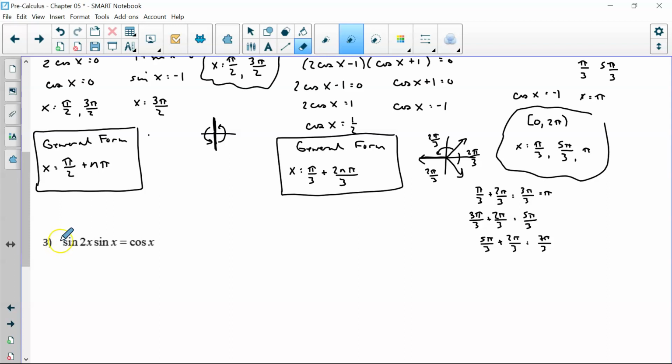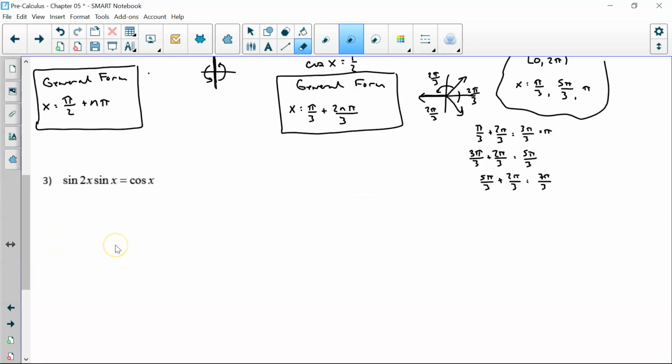Sine 2x, so we have to rewrite using our double angle formula. So sine 2x, we're going to have 2 sine of x cosine of x times the sine of x equals the cosine of x. So we're going to get everything onto the same side. So we're multiplying, so we're having 2 sine squared of x cosine of x minus the cosine of x equals 0. So we multiplied the sines and we subtracted the cosine x from both sides.